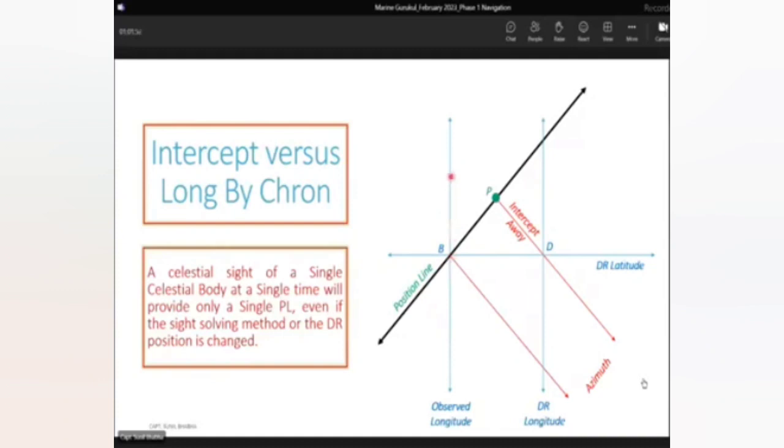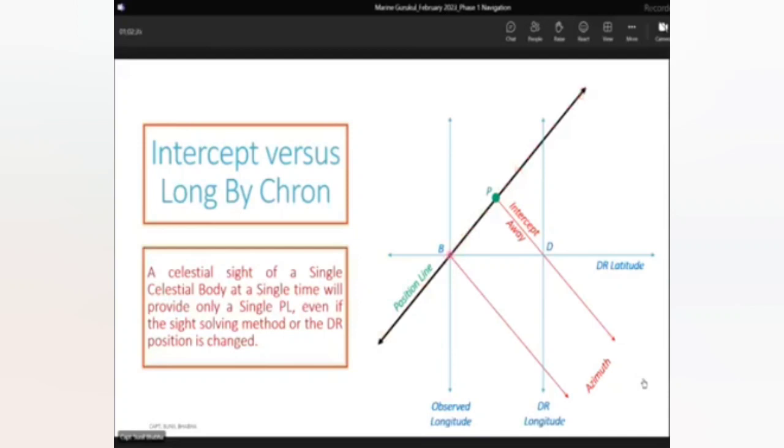Let's assume we solved a particular question, and this is the observed longitude that we obtained. Now, using the longitude by chronometer method, we know that the PL is going to pass through DR lat and observed long, that is point Bravo. So we draw the azimuth of the body. This is the azimuth of the body, and perpendicular to the azimuth, the solid black line with arrows on both sides, you have the position line. So this was using the longitude by chronometer method.